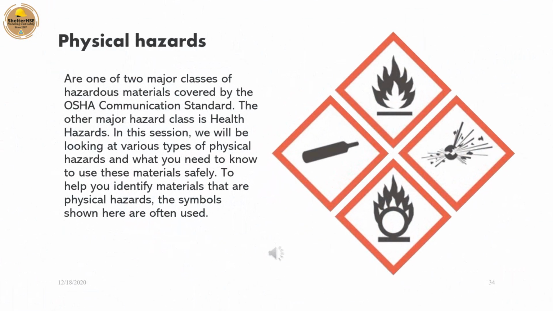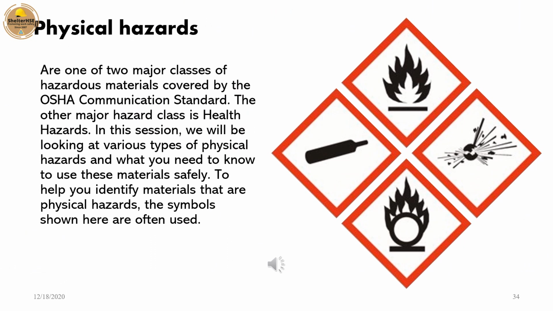Physical hazards are one of two major classes of hazardous materials covered by the OSHA communication standard. The other major hazard class is health hazards. In this session, we will be looking at various types of physical hazards and what you need to know to use these materials safely. To help you identify materials that are physical hazards, the symbols shown here are often used.